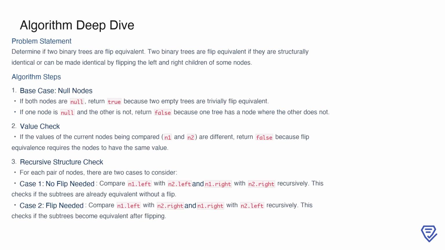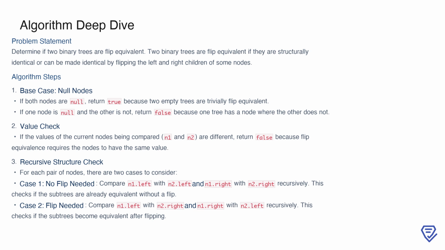To determine if two binary trees are flip equivalent, we need to consider both their structure and values. Two trees are considered flip equivalent if they are either structurally identical or can be made identical by flipping the left and right children of some nodes. To solve this, we begin with the base case. If both nodes being compared are null, the trees are trivially flip equivalent, so we return true.